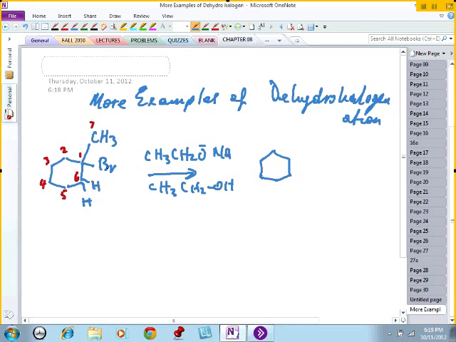Because you remove this hydrogen and the bromine, right? So you form a carbon-carbon double bond right here. And then this is here, and the other hydrogen is still here. Okay, what other product do you expect?